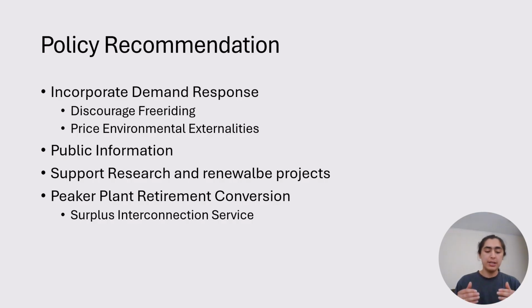And then also, it's important that the state finds a way to transition and retire peaker plants. So, how do we convert peaker plants so that we get as much value out of them after they're no longer used for supplying the peak? One option is surplus interconnection service, where you can use the interconnection agreement that peaker plants have to interconnect some other new program like a virtual power plant or some other kind of renewable power plant. And these are all the policies that a state like Massachusetts could do to better demand response within the state.